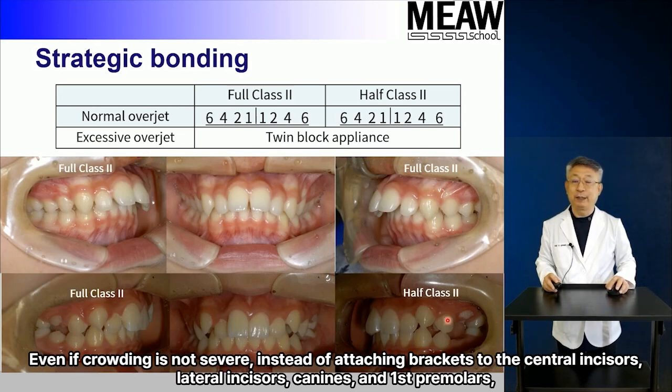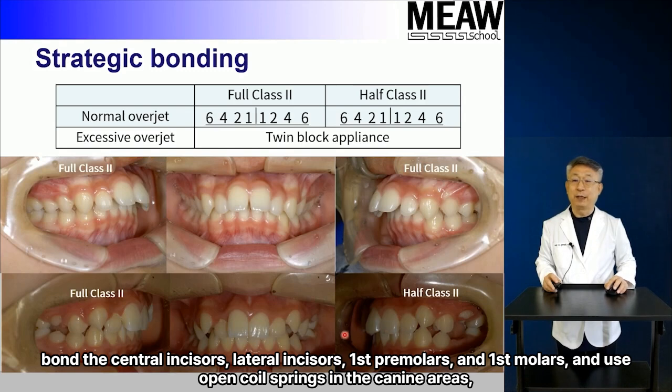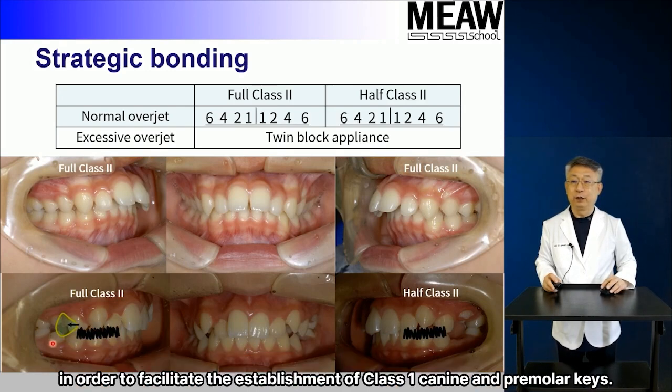Even if crowding is not severe, instead of attaching brackets to the central incisors, lateral incisors, canines, and first premolars, bond the central incisors, lateral incisors, first premolars, and first molars, and use open coil springs in the canine areas in order to facilitate the establishment of Class 1 canine and premolar keys.